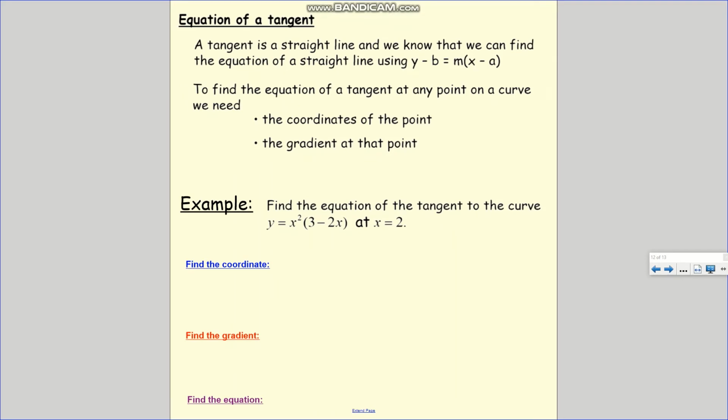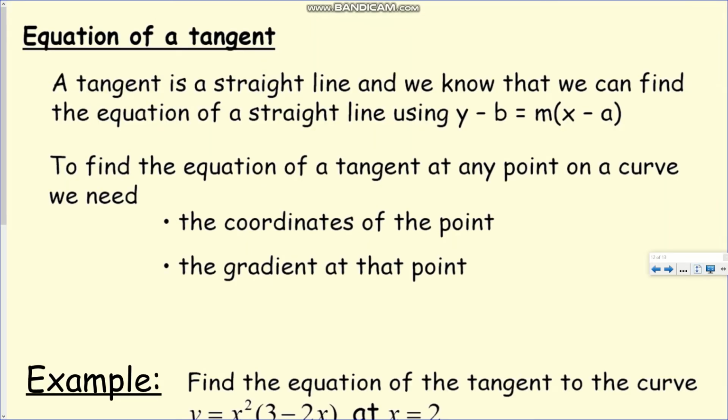So we're going to look at finding the tangent of a function at a specific point. Just a reminder, a tangent is a straight line that only passes through one point on a function or on a circle or on a curve. To find the equation of a tangent at any point on a curve, we need the coordinate of the point that we're going through and the gradient at that point. And we can use differentiation and our knowledge of functions to find both of those things.